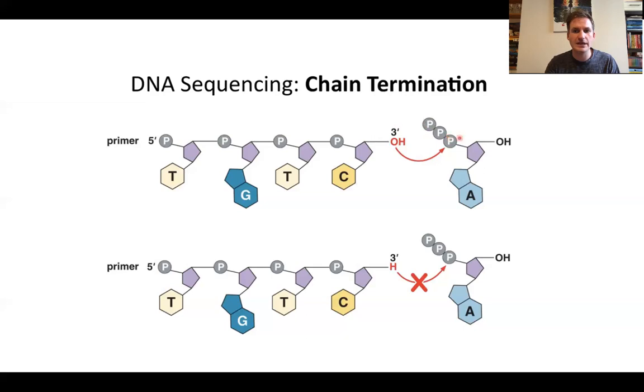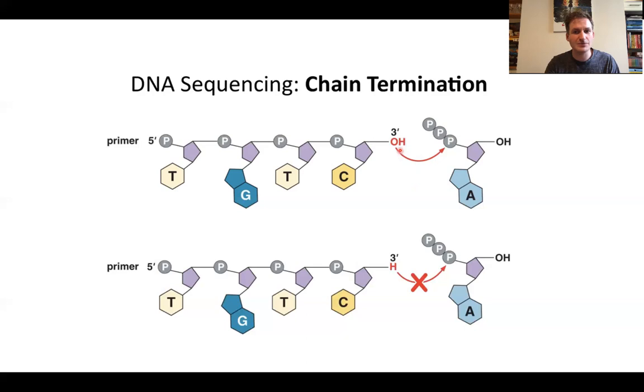You can add a new nucleotide on. And a new nucleotide consists of a base, which can be adenine, thymine, guanine, or cytosine, the sugar, another hydroxyl group attached to the 3 prime carbon, and then 3 phosphate groups.